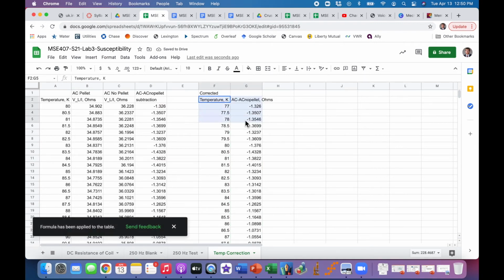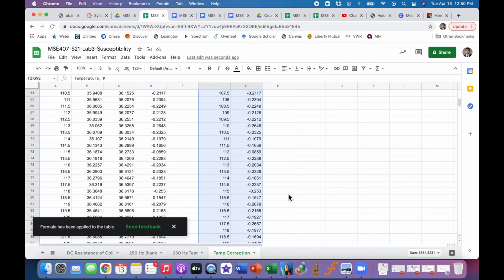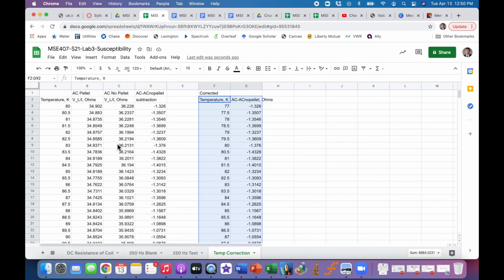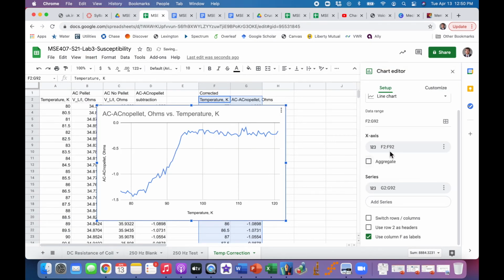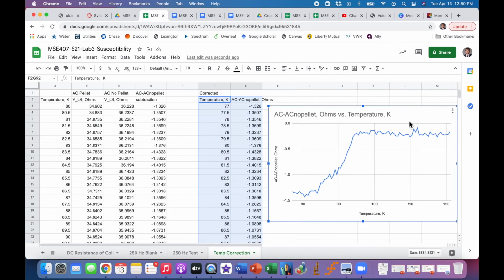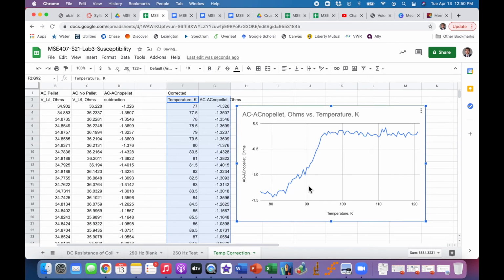Now if we plot this and make a chart, again, the shape hasn't changed. Oh, having trouble moving it. Okay, here. The shape hasn't changed, but you can see that the lower temperature has changed. So this is going to be important for measurement of the critical temperature, right? Because we want to get the accurate critical temperature. We don't want to get something higher.